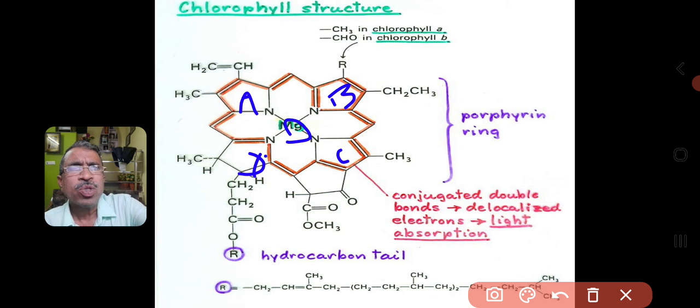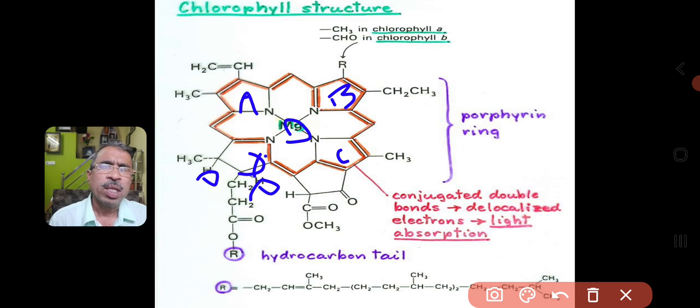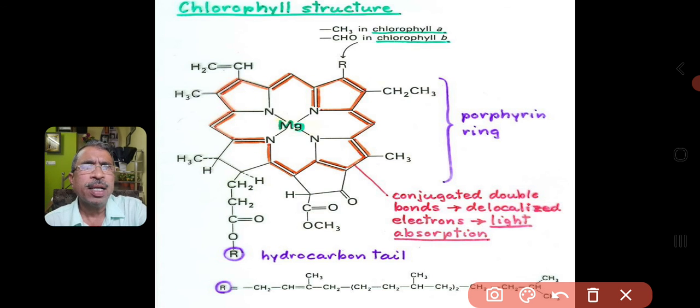And in the D ring, it is a dihydro form. Here we have a dihydro, so the double bond is broken and two hydrogen atoms are added. And then we have here the E, another ring, called the pentanone ring. To this pentanone ring, we have the COOCH3, the acetate group, the ester group. And on the other side, we have a hydrocarbon tail. So this is the basic structure of chlorophyll.